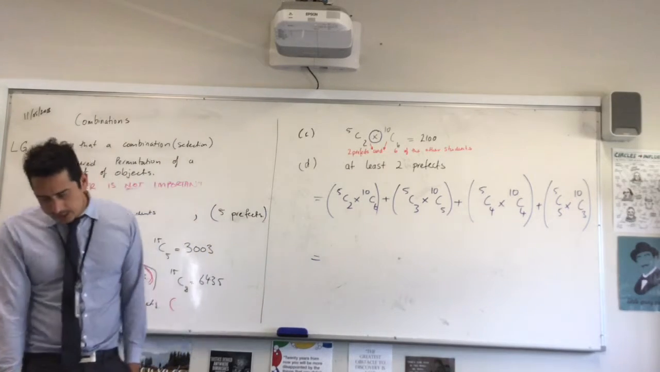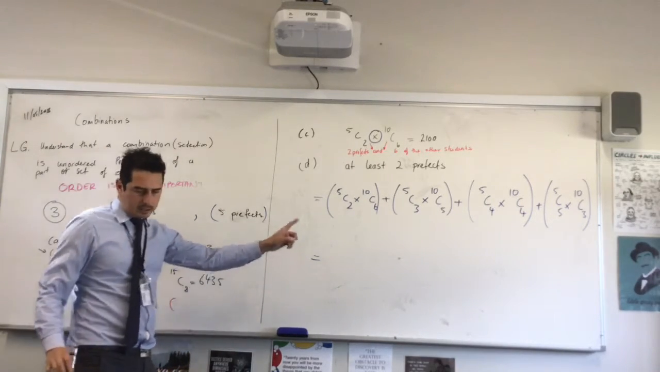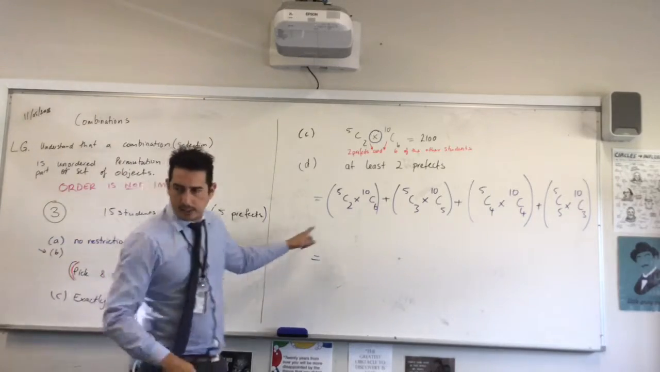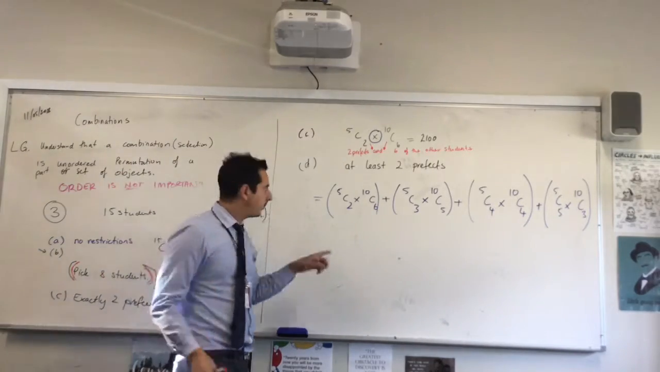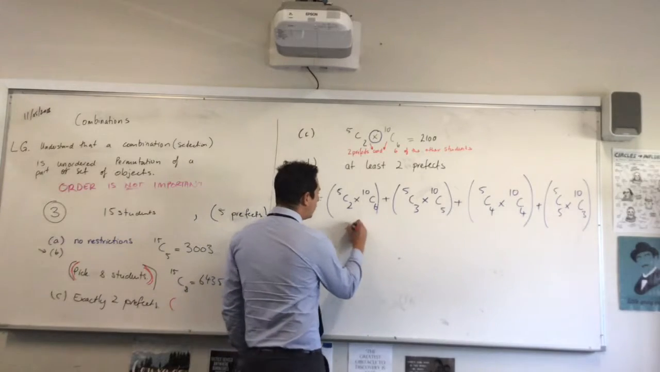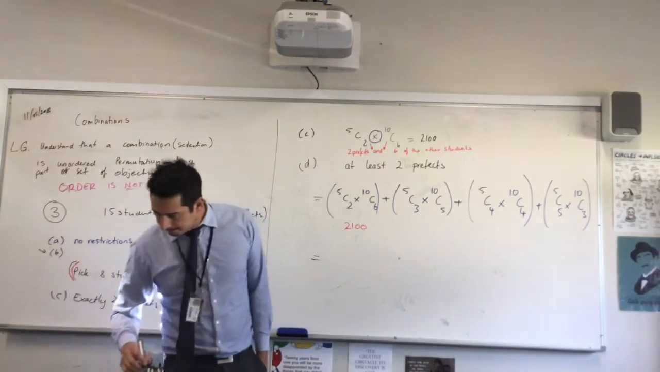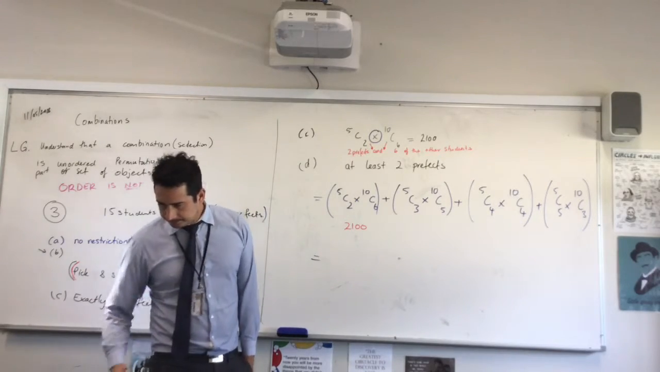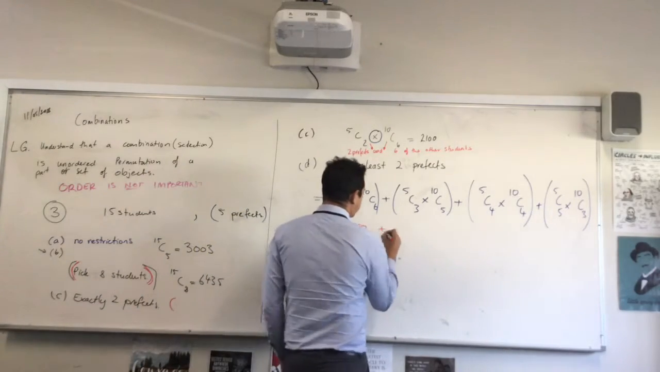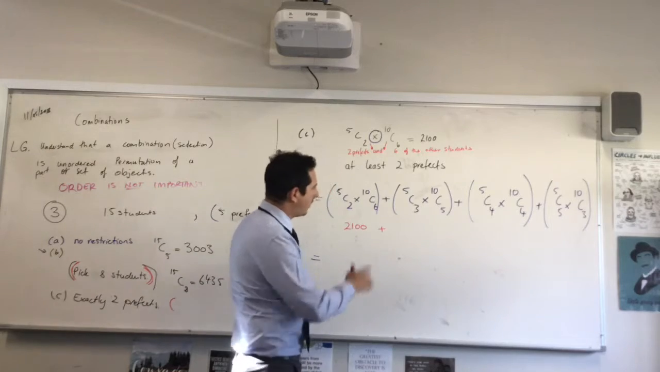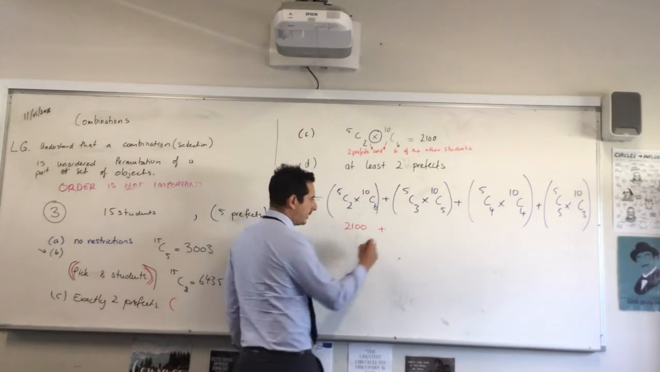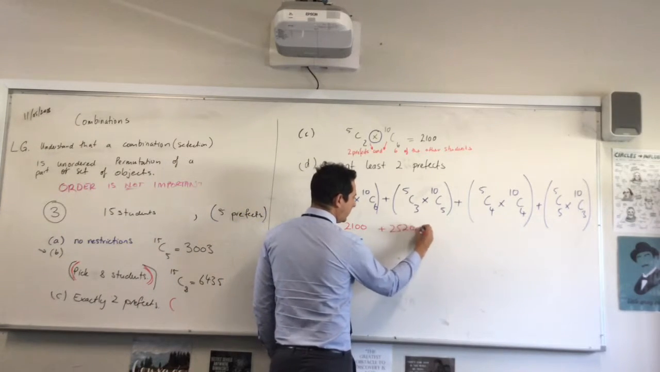And how many combinations? Can you solve each individual one? Lucas, put your head up. So this one's 2,100. What's this one? 5 choose 3 times 10 choose what? 5. 25, 20.